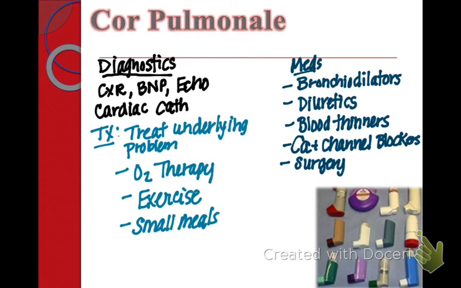And like I said, as far as meds go, anybody with cor pulmonale, you're going to see them on bronchodilators, as you see in the picture, diuretics, blood thinners, calcium channel blockers. Surgery is often a treatment. I think that probably should have gone over here, right?